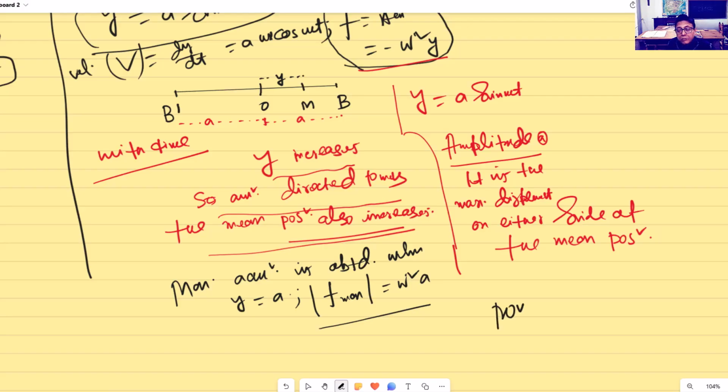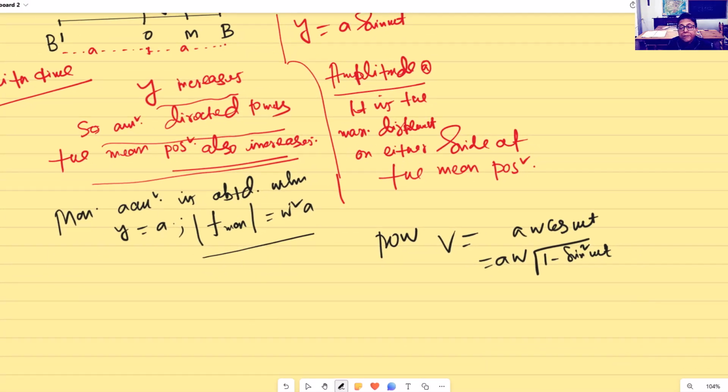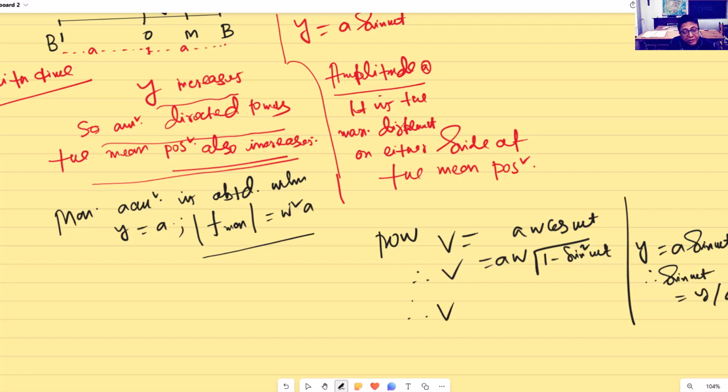Now, V is what? A omega cos omega t. This we can write as A omega root over 1 minus sine square omega t. Okay? Now, y is what? A sine omega t. So, sine omega t is y by A. You put it there. So, V is omega root over.